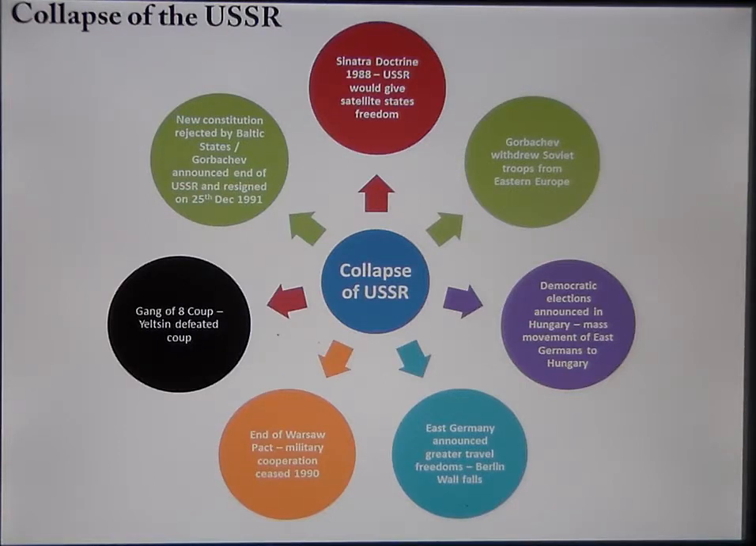And when the Berlin Wall falls, that is a hugely symbolic moment, because that wall had symbolised the division. Once the wall has gone, then you're on the path to reunification. And similar stories happened in Poland, where Solidarity, the Free Trade Union, won the election in 1989, and in Czechoslovakia with the Velvet Revolution. So all the satellite states begin their bids for freedom.